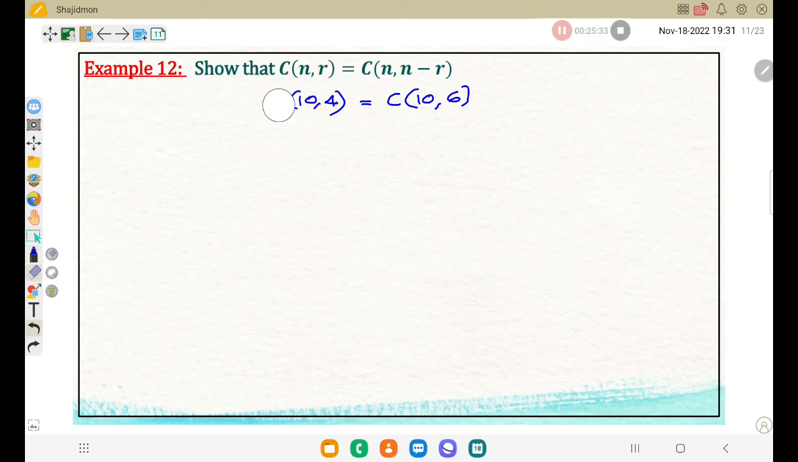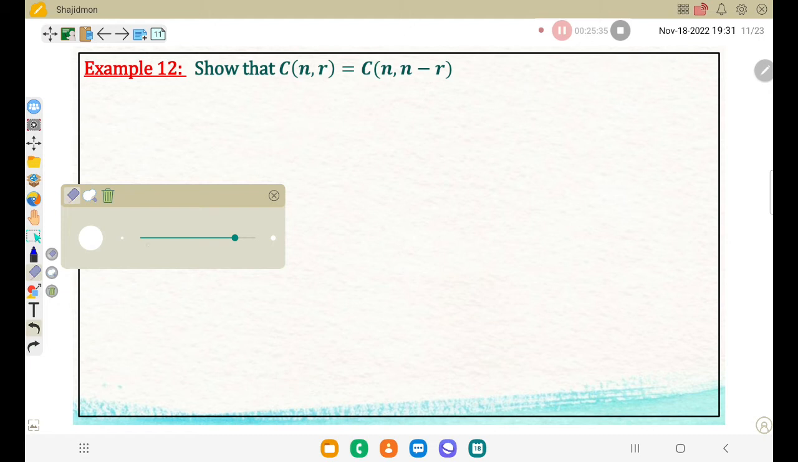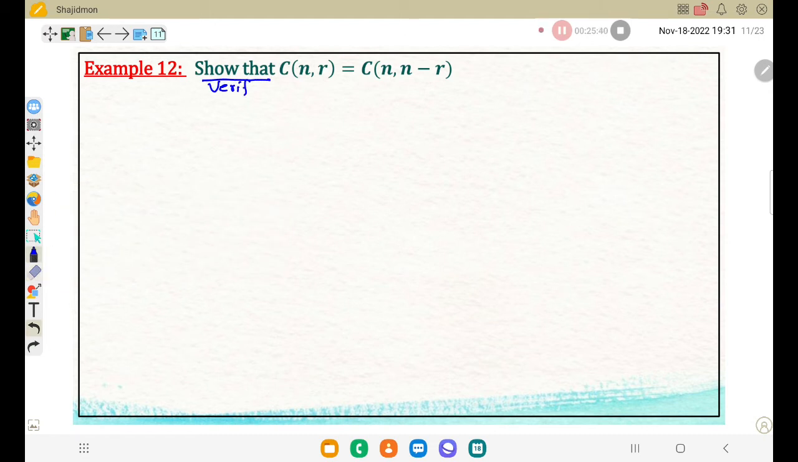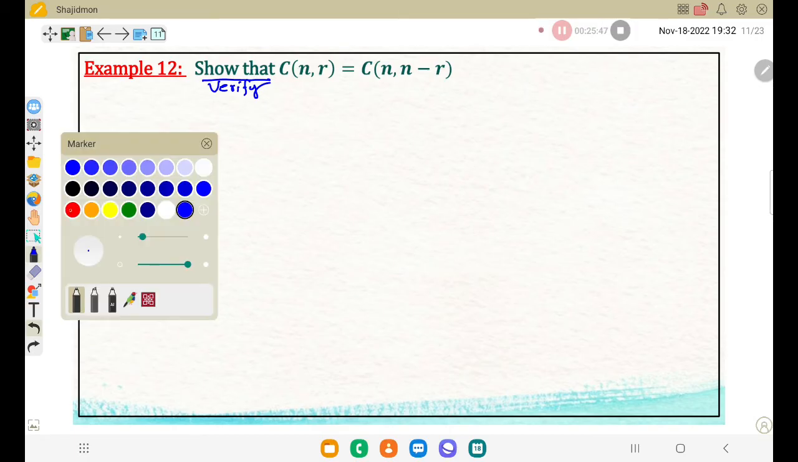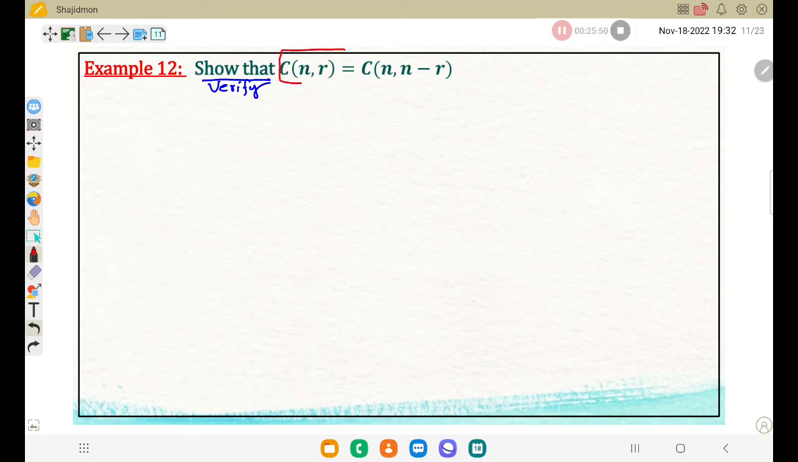Okay, we need to prove that one. We need to check that one. Is it correct or not? That is the question. So show that means we need to verify CNR equal to Cn minus R. When we are doing this question, you can keep in your mind, this is the left hand side of the rule and this is the right hand side of the rule, correct? So left hand side equal to right hand side, we need to verify that one, correct? So we start from the right hand side.